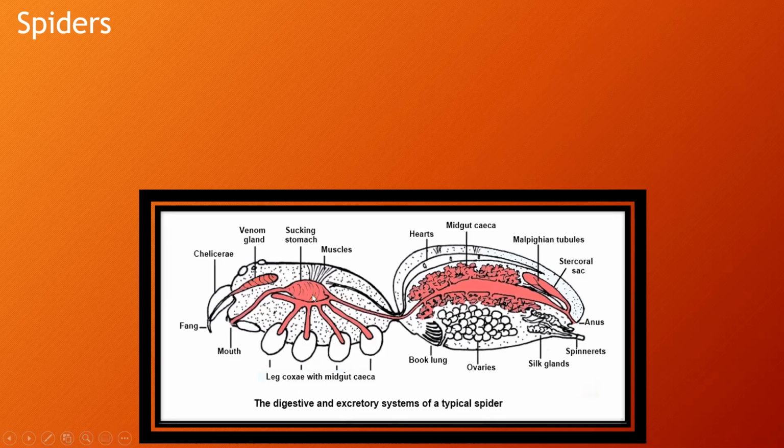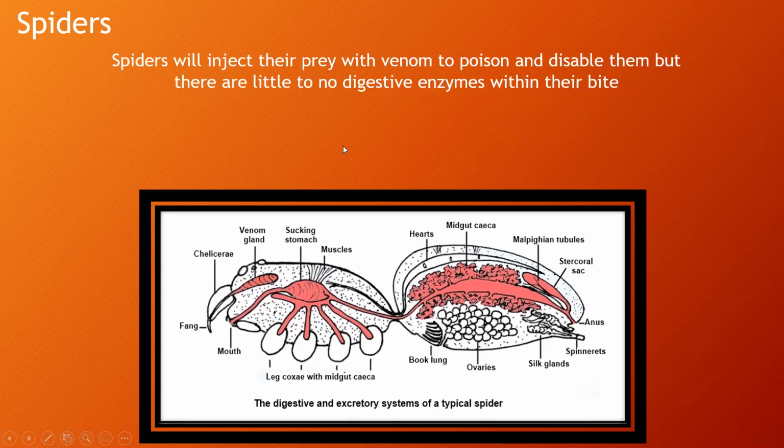But most of the digestion is coming from the pushing out of this fluid through the mouth of the spider. Spiders inject their prey with venom to not only poison and disable them, but to start digesting them.